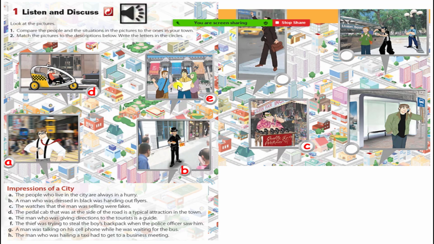E, this man who was giving directions to tourists is a guide. This man is a guide. And F, the thief here, the thief was trying to steal the boy's backpack when the police officer saw him. This boy, okay. And G, a man was talking on his cell phone while he was waiting for the bus. H, last one, this man who was hailing a taxi had to get to a business meeting.